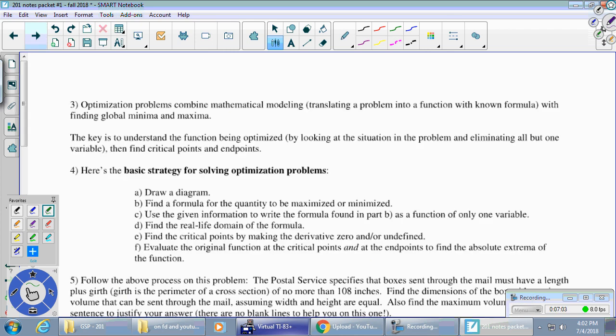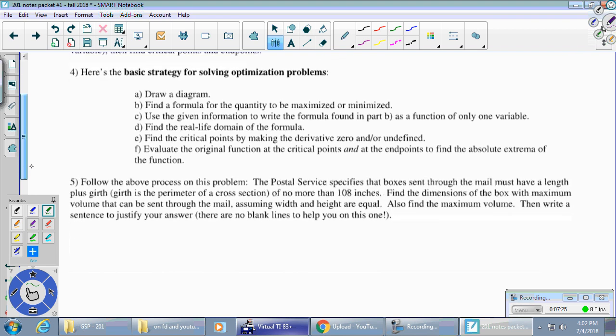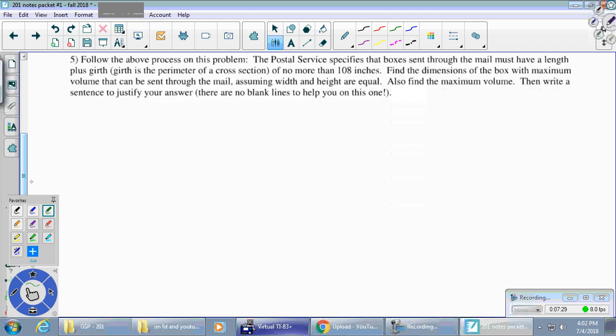Okay, 3. Optimization problems combine mathematical modeling, which is translating a problem into a function with a known formula, with finding global minima and maxima. The key is to understand the function being optimized by looking at the situation in the problem and eliminating all but one variable, and then find critical points and endpoints. So the basic strategy you can read through on your own. You've got that there as a guide, but we're just going to jump into number 5.